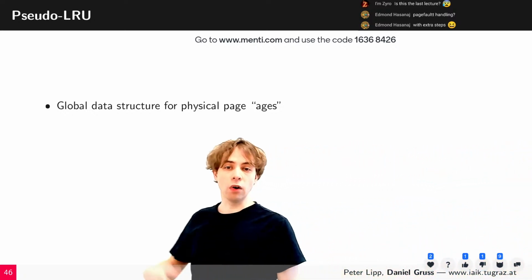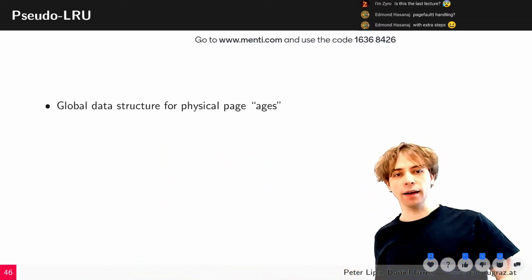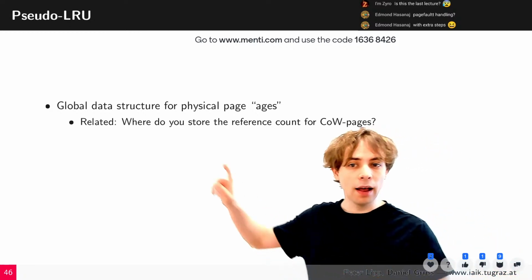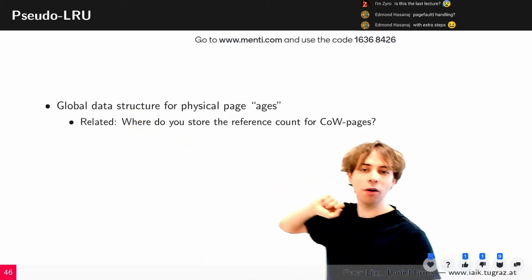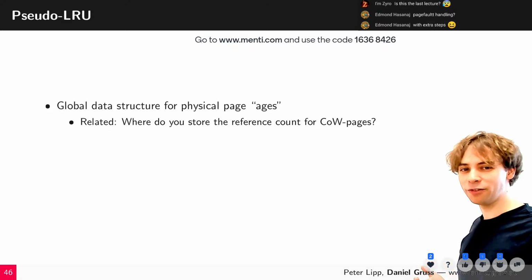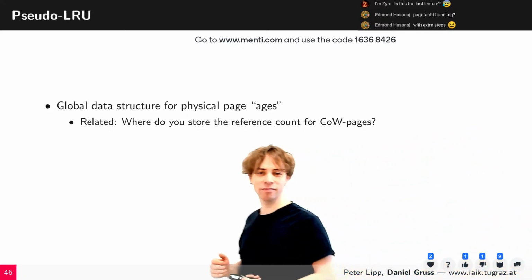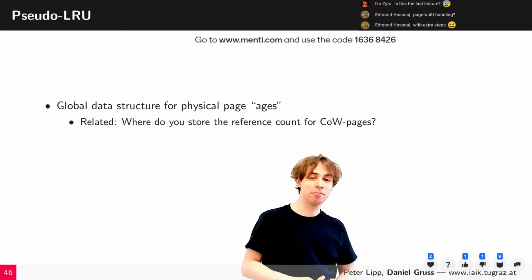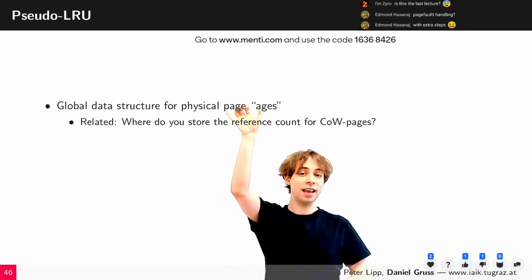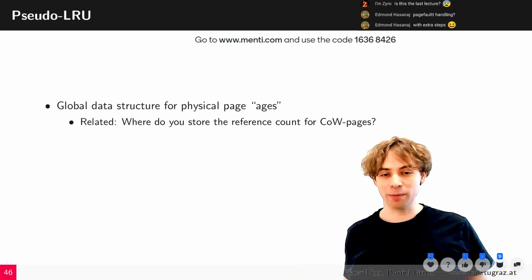Pseudo-LRU uses a global data structure to track how old a page is. And maybe a related question that you already have answered for assignment 1: where do you store the reference count for copy on write pages? You maybe already have a storage location for that. Maybe you can reuse that. Or maybe you can create another array in a similar way for these ages here. It doesn't matter if you have one or more variables of that type.